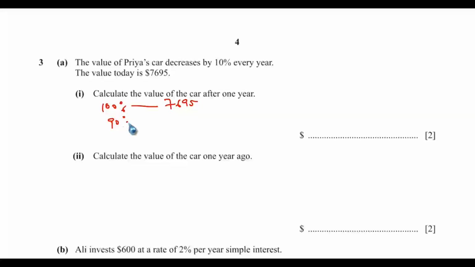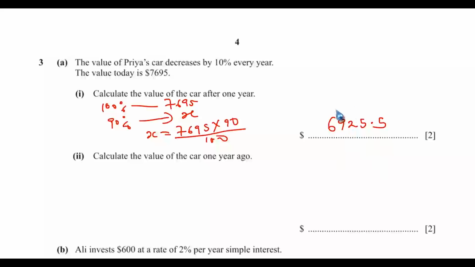Okay, so at 90%, what will be the value? So let's put x here. If you cross multiply, then I'm solving for x, so x will be equal to 7695 multiplied by 90, then divided by 100. So this will give you 6,925.5.